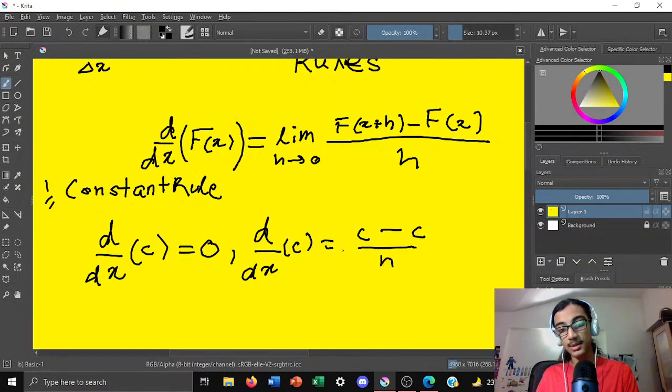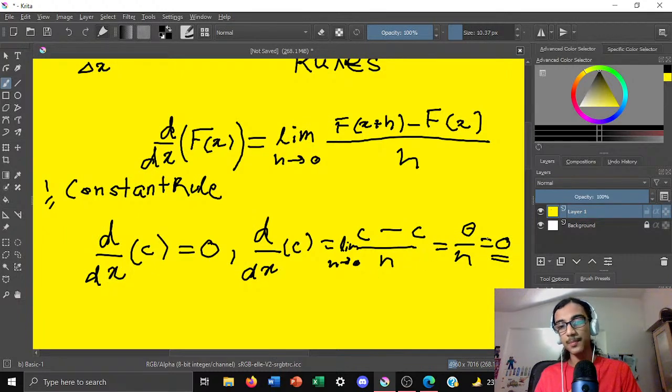And we forgot to write the limit. You have to take the limit as h approaches 0. Now, this is simply going to be equal to 0 over h. Now, 0 over anything is just equal to 0. And the limit as h approaches 0 of 0 is the same thing. So, hence it's just equal to 0.